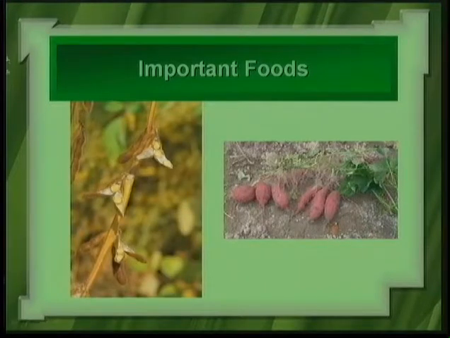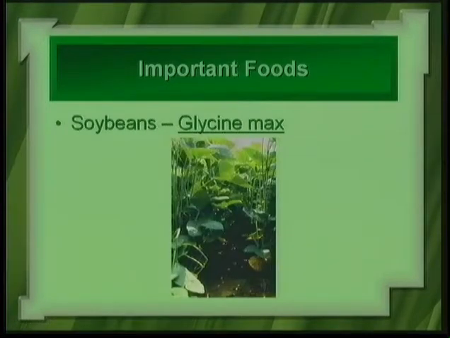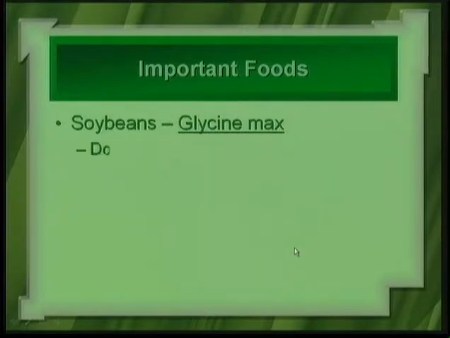Here we have a soybean plant, and here we have some sweet potatoes from the ground. Soybeans are the next group we're going to talk about, so very important. Peanuts, soybeans, and also sweet potatoes. We'll be talking about sweet potatoes next time. We also have the soybean. The name of this plant is Glycine max, a soybean. Here's a picture of the plant. Very important.